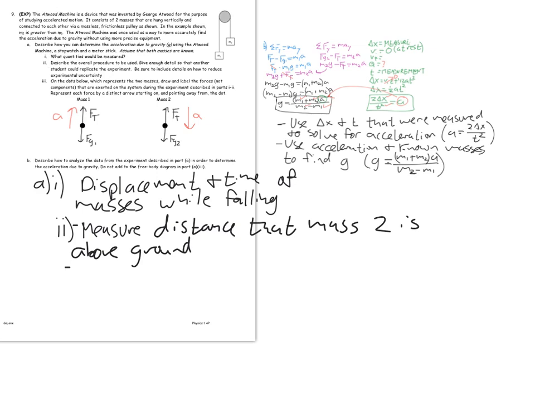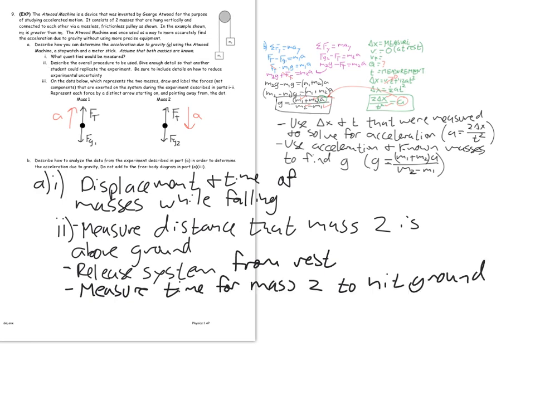Next, we want to talk about what we're actually doing to complete a trial. So release the system from rest, that's a key point. We need to have no initial velocity. So release system from rest. And then I would say measure the time it takes for mass 2 to hit the ground, because that's the one that's accelerating down. It does include this line here about being sure to include details on how to reduce experimental uncertainty. The easiest way to do that is to repeat this procedure multiple times, and then ultimately average all those quantities.